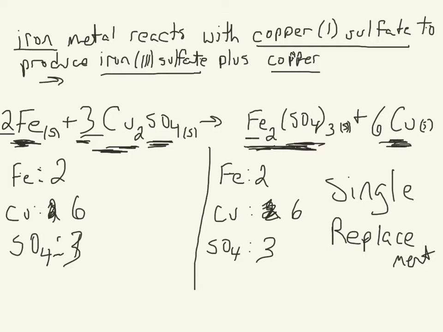So a single replacement, you have either the metals switch places or non-metals. So we could have had a non-metal here. So say for example we had chloride right here. And what would have happened is the chloride would have switched places with the sulfate. And therefore sulfate would have been by itself over here, and chloride would have been in place here. So anyways, the metals will always switch places with the metal, and the non-metal switch places with the non-metal. So therefore we can see now that we have a single replacement reaction.